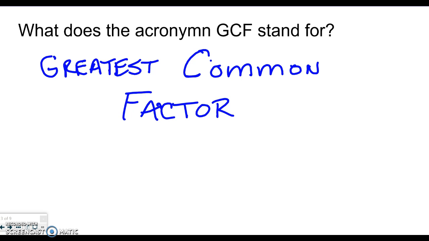We'll get into that in a second when we actually show you an example. And then greatest means you're looking for the biggest number or variable or combination of the two that you can take out of the polynomial. So the largest number, greatest; common, so it has to be in every single part of the polynomial; factor, so it has to be something that multiplies together with something else to give you that component of the polynomial.